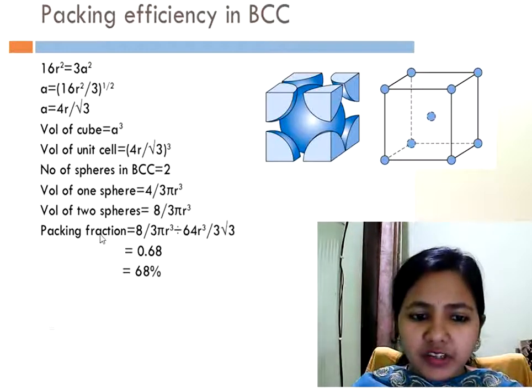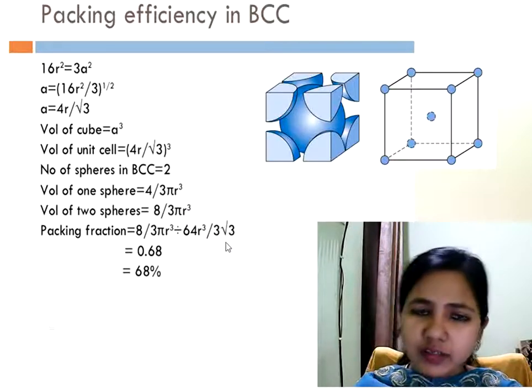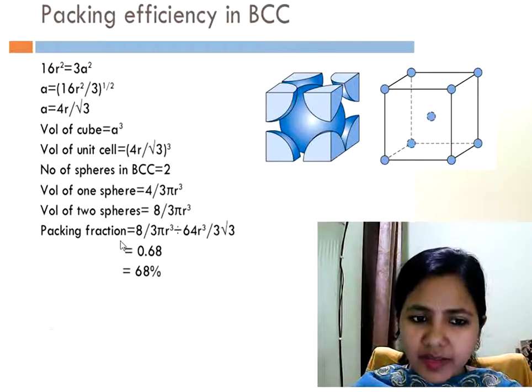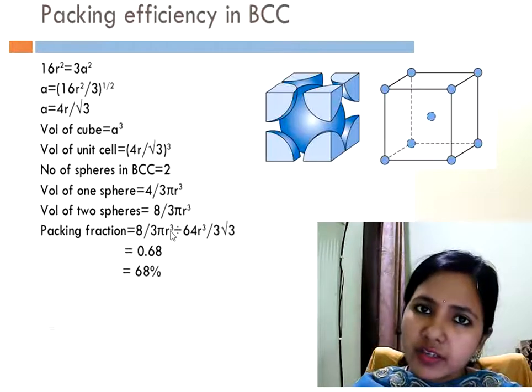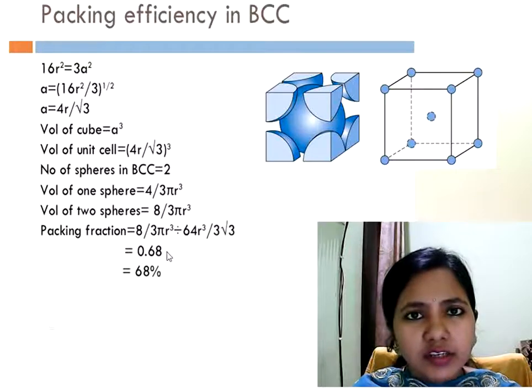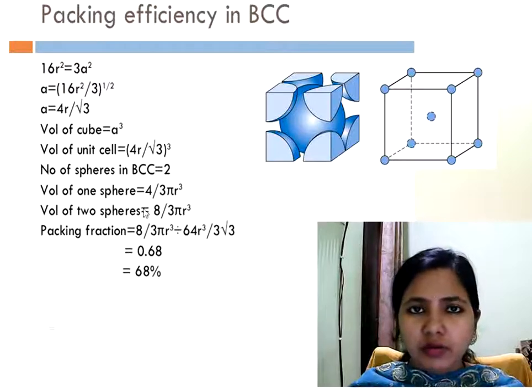Now for packing fraction, we have to put the values: 8 by 3 pi r cube upon 64 r cube by 3 root 3. Upon solving this, we will get the value 0.68. This is the packing fraction. Now packing efficiency, how can we get this value? If we multiply this 0.68 by 100, we will get 68%, right? So this is the packing efficiency in BCC.